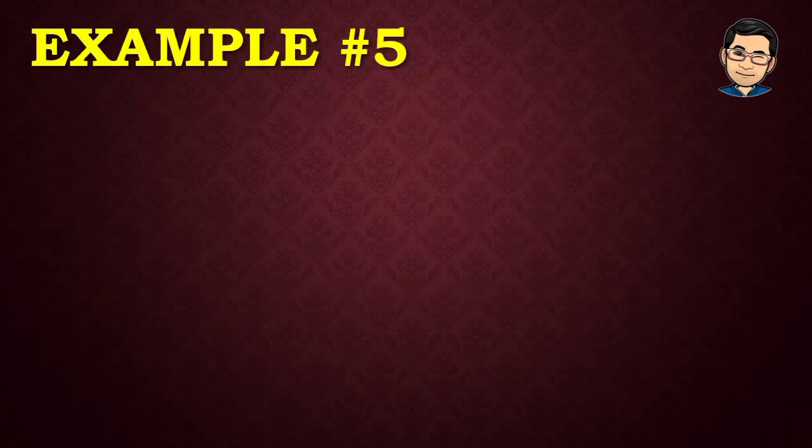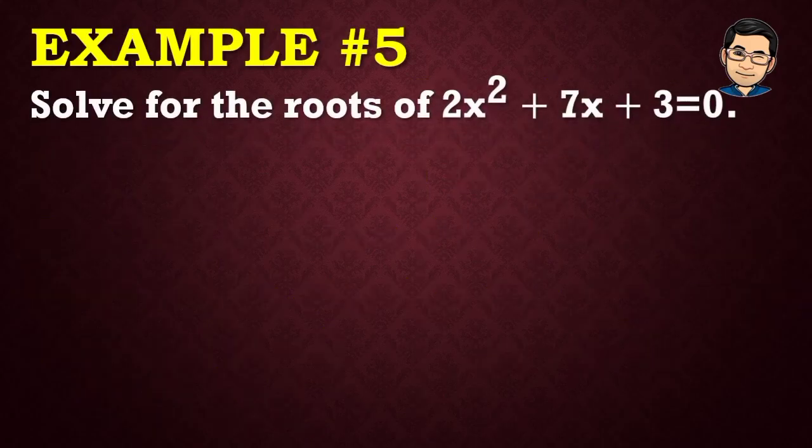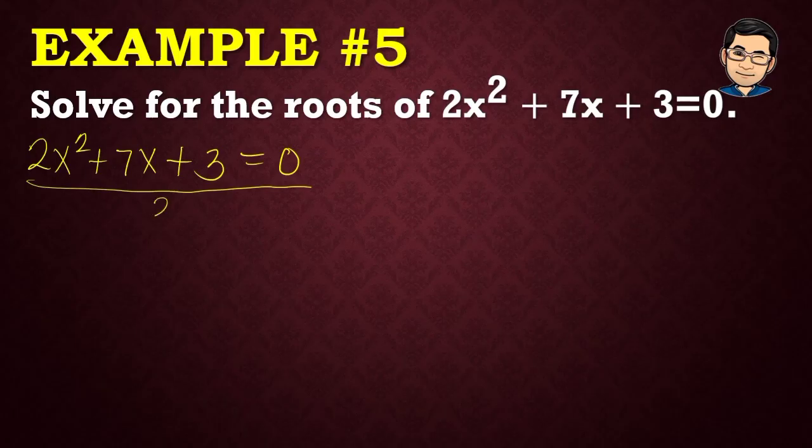So, for our last example, we have solve for the roots of 2x squared plus 7x plus 3 equals 0. So, again, divide natin yung whole equation kung ano man yung numerical niya. Ayan. So, ang numerical coefficient ng x squared ay hindi 1. So, kailangan nga natin siyang i-divide. So, divided by 2. So, magiging x squared plus 7 over 2 x plus 3 over 2 equals 0.